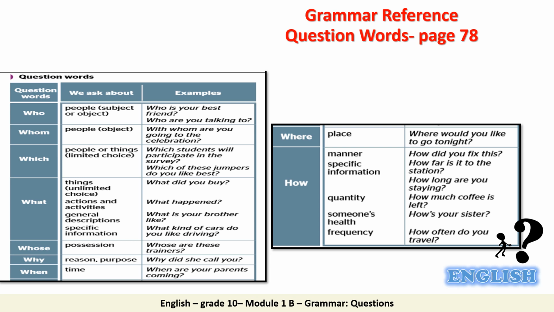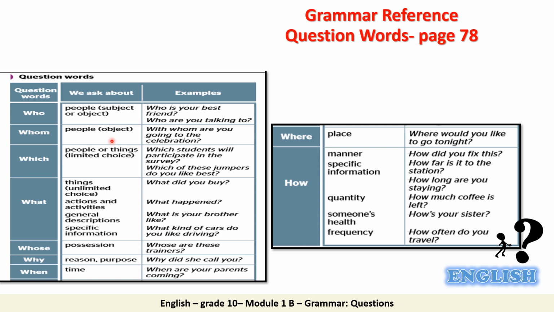Please open your student's book, page 78, Grammar Reference section. Read and highlight the question words and their uses. We are going to focus on some examples, who and whom. As you can see, both are used to ask about people. Who is used to ask about a subject or an object, whereas whom is used to ask about objects.